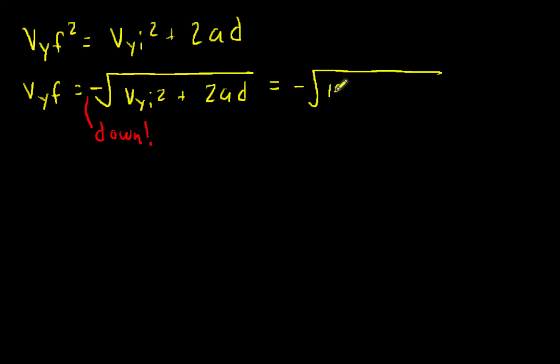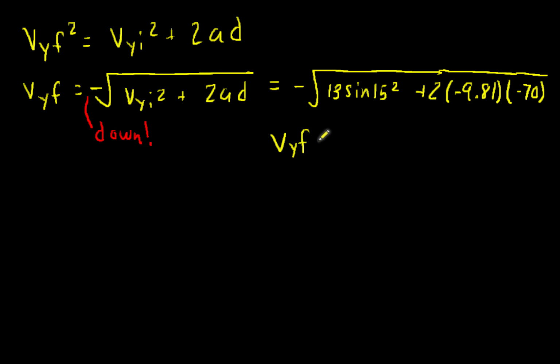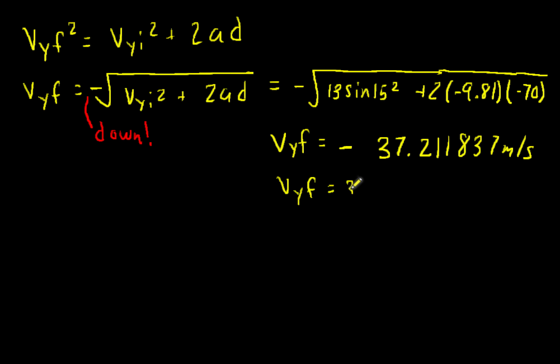This means that Vyf is the square root of 13 sine 15 squared plus 2 times negative 9.81 times negative 70. Both these negatives are really important. Make sure you don't forget them, because if you forget them, it's going to change the value of the problem. The two negatives cancel out to make a positive. Vyf equals negative 37.211837 meters per second. And the negative gets changed to down to represent the direction.